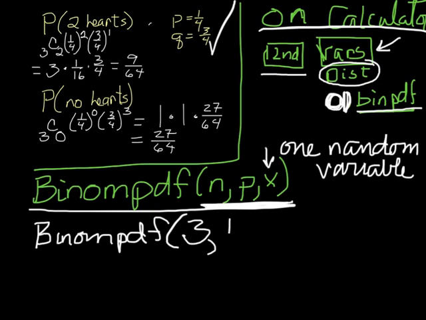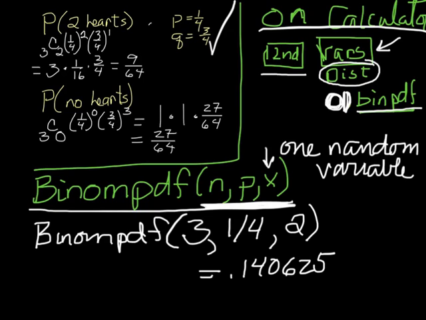The probability of success is 1 divided by 4, or you could put 0.25. And then the number of successes was 2 hearts. And I would click that, and it would give me the answer, 0.140625. And just so you know, that's equal to 9/64. So it gives me exactly the same answer as the formula listed up above in the box. And that's how we use binomial PDF.